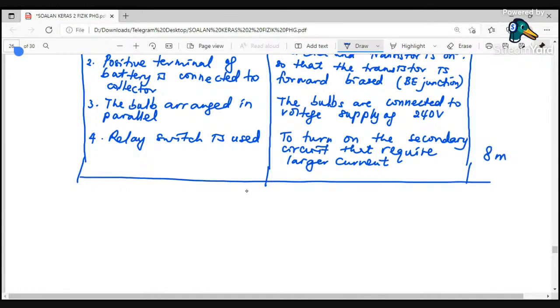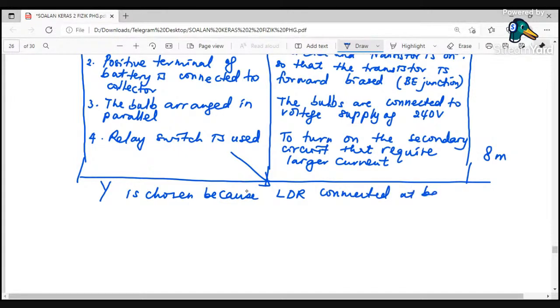Okay, the other two macam buat kesimpulan atau conclusion. Y is chosen because, salin balik yang left column kat sini. Okay, LDR connected at base circuit. Okay, and then terminal positive connected to collector.